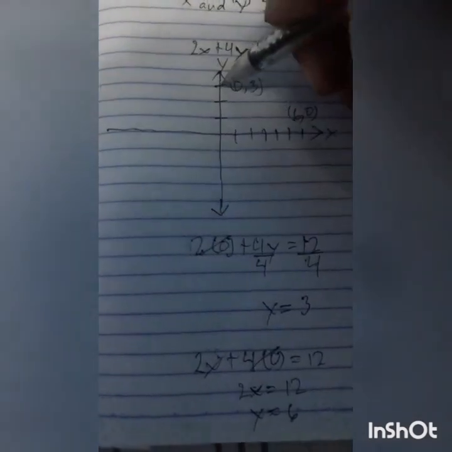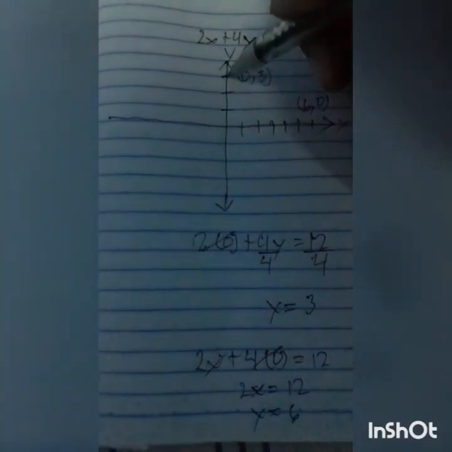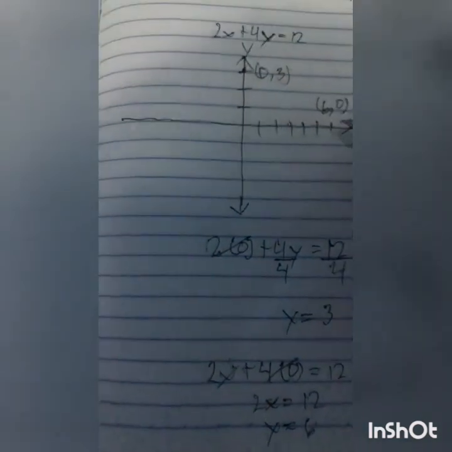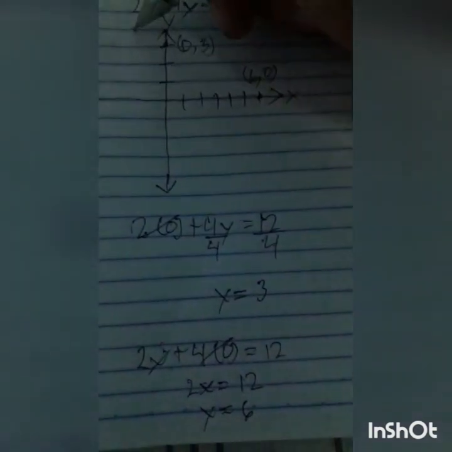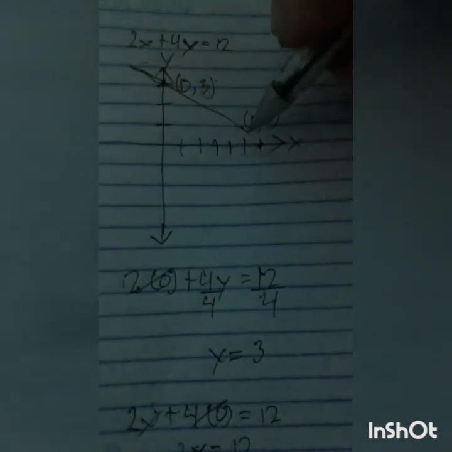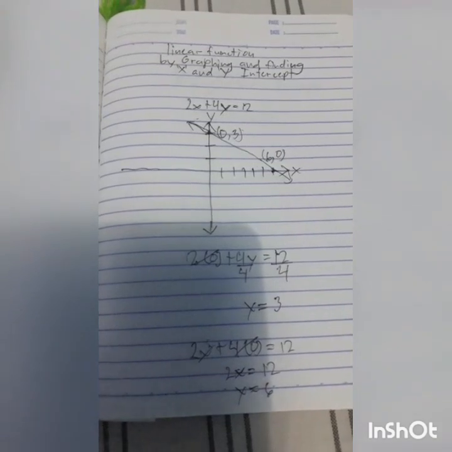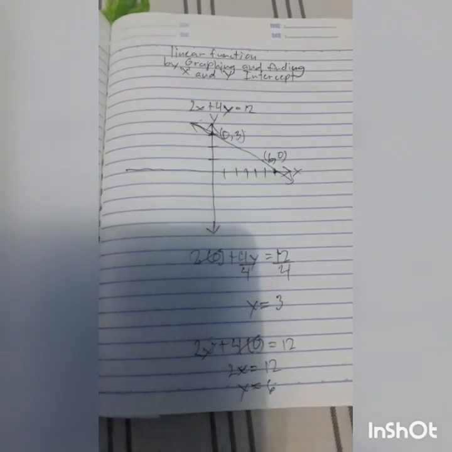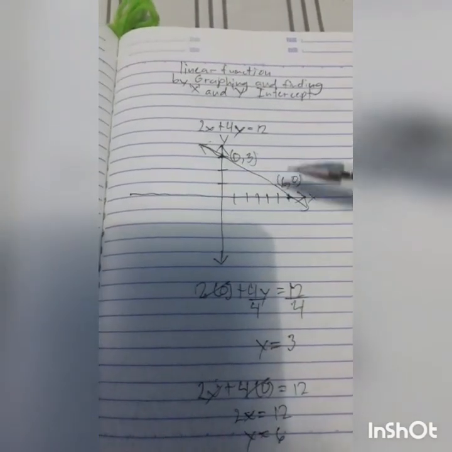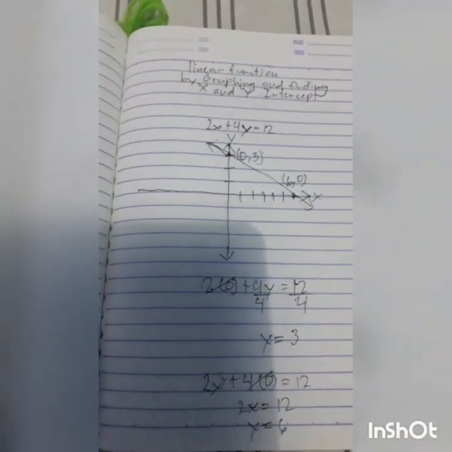And we plot those points in the graph, and now we're going to connect them. So that's how to graph a linear function and find the x and y intercept by using graphing.